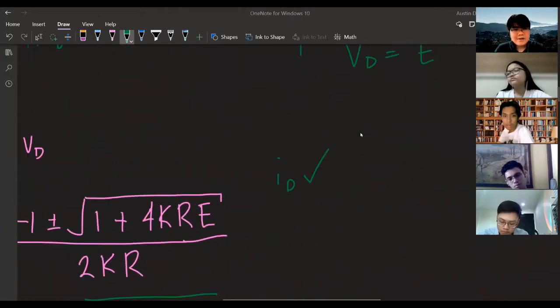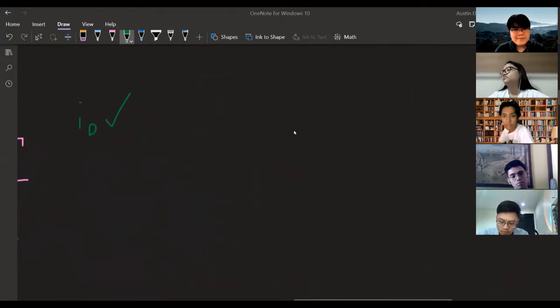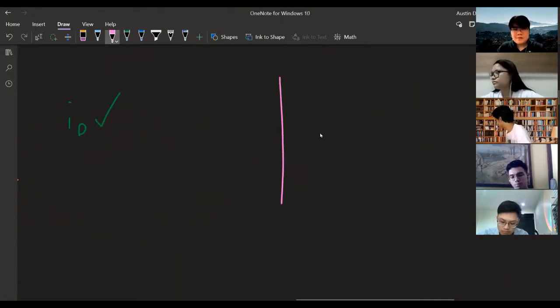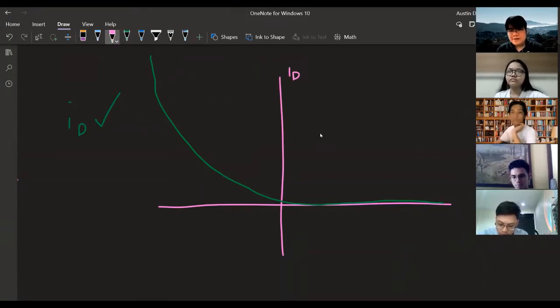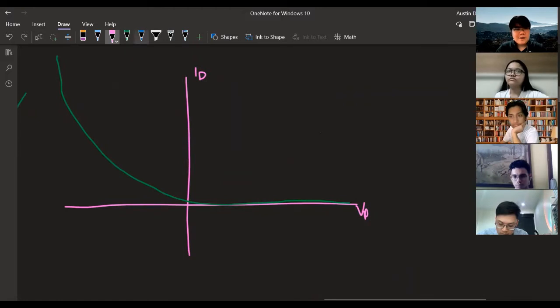Kunwari, binigyan tayo ng nonlinear resistor na ganito yung properties. Kunwari, pabaliktad yung property niya. Ganyan. Okay? Kunwari ganyan yung property ng nonlinear resistor mo. This is ID. This is VD. Then, pag pinlot mo yung line mo, dalawa pa rin yung tatamaan mo. Now, you have to get two solutions. There are two valid solutions. Okay?